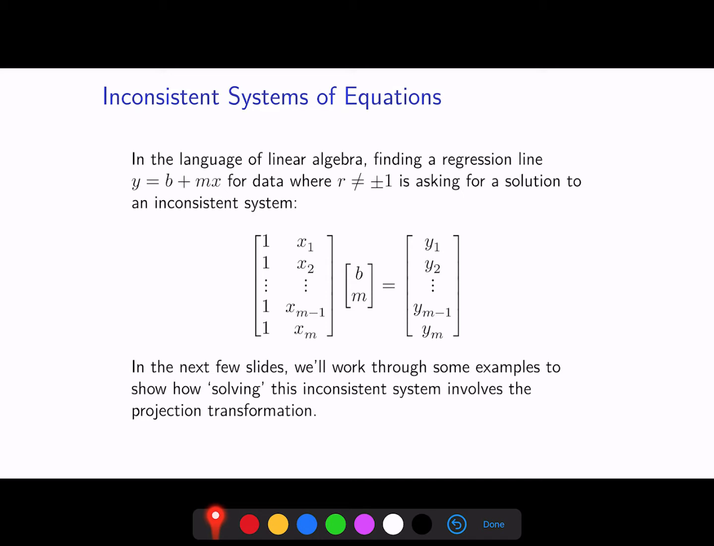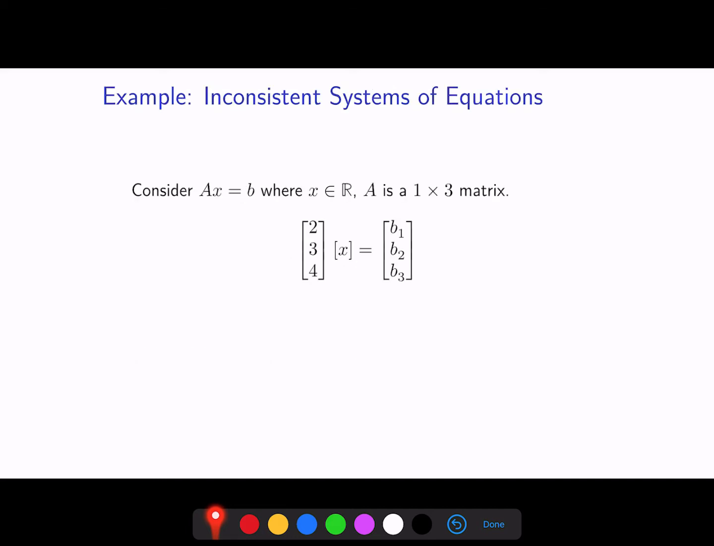So in the next few slides, I'll work through a couple of examples to show how we "solve" this inconsistent system. And that "solving" will involve projection. So let's step away from statistics, step away from bivariate data for a moment, and just wade into linear algebra. And let's just talk about inconsistent systems for a moment.